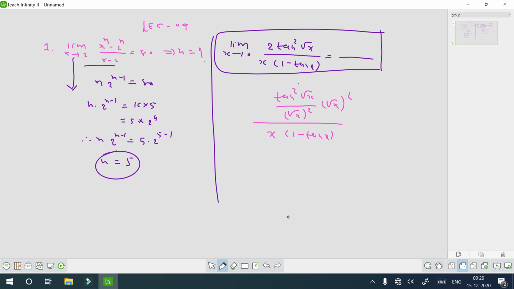If we apply limit, then sin square theta upon theta square comes out 1.